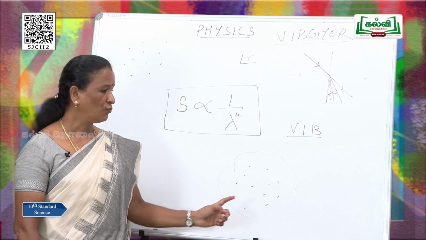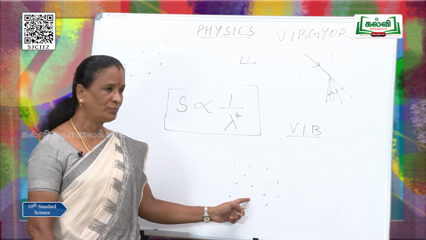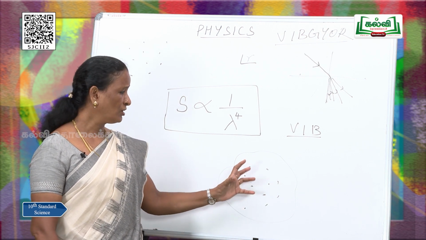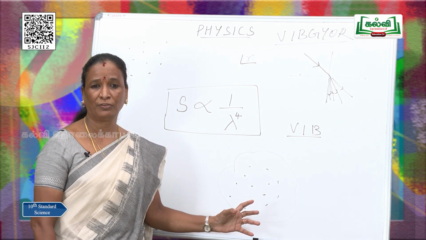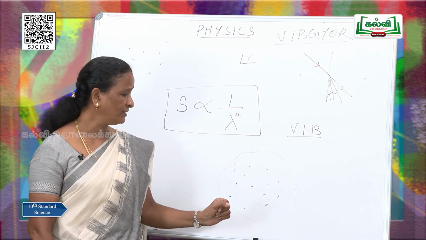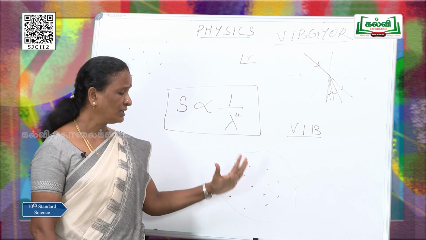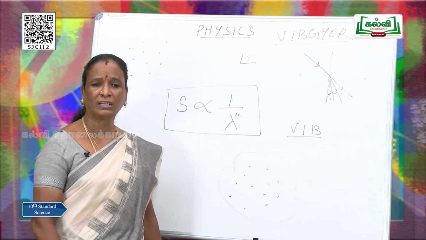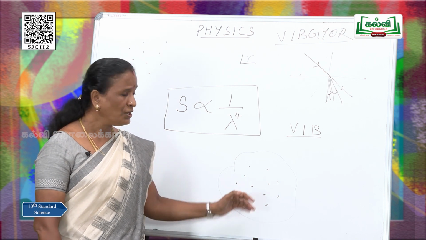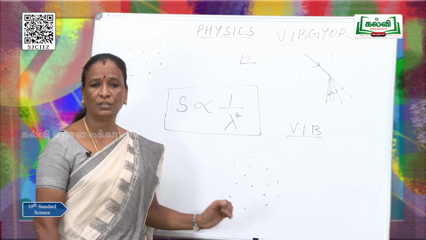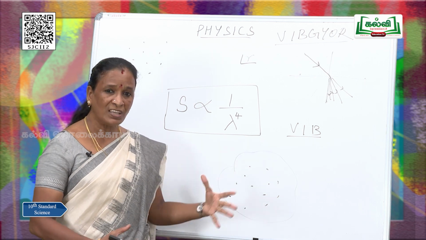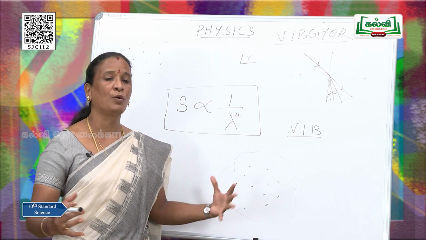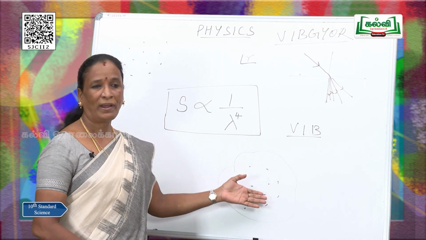When sunlight falls on the clouds, what is present in the clouds? The clouds are made up of water droplets, you know very well, you have learnt in lower classes. So, the water droplets in the clouds scatter all the colors present in the sunlight equally in all directions. These scattered lights combine together to form white color.